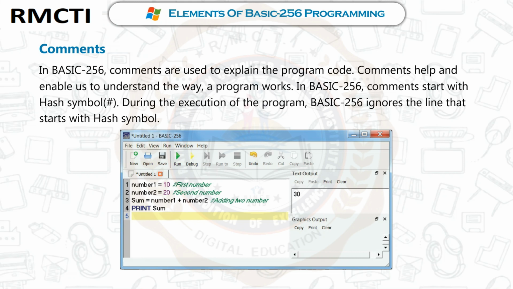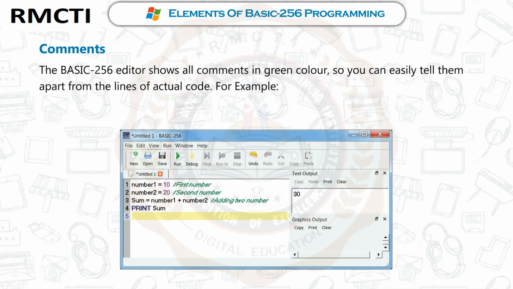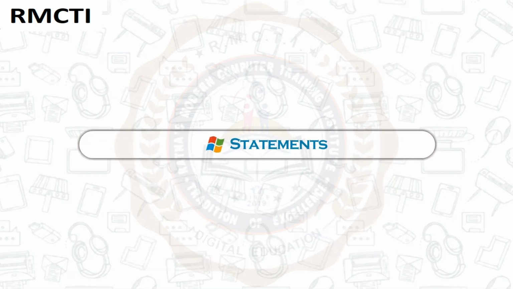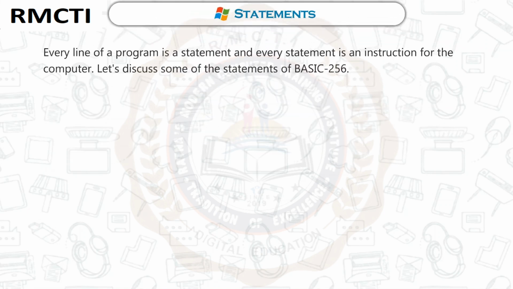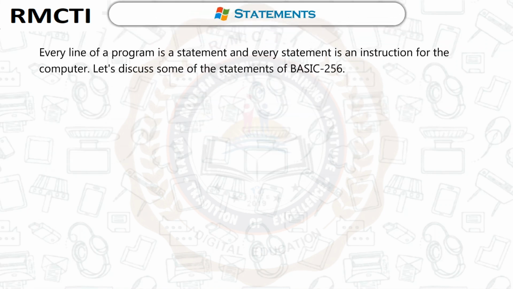During the execution of the program, BASIC-256 ignores the line that starts with the hash symbol. The BASIC-256 editor shows all comments in green color, so you can easily tell them apart from the lines of actual code. Statements. Every line of a program is a statement, and every statement is an instruction for the computer. Let's discuss some of the statements of BASIC-256.